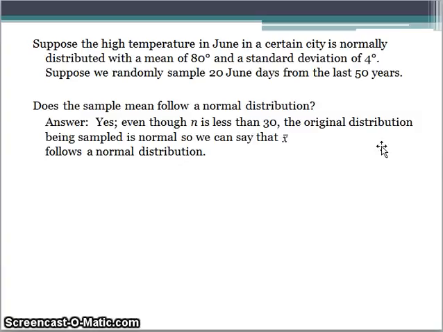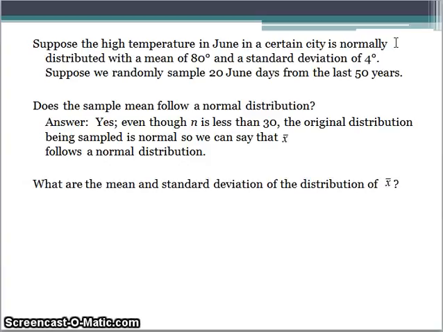Suppose we randomly sample 20 days in June from the past 50 years, and we calculate the mean of those 20 days. Does that sample mean follow a normal distribution? Yes, because even though we only have 20 days, a small sample size, you're still told the original distribution is normal. So we can still use the normal distribution for X bar.